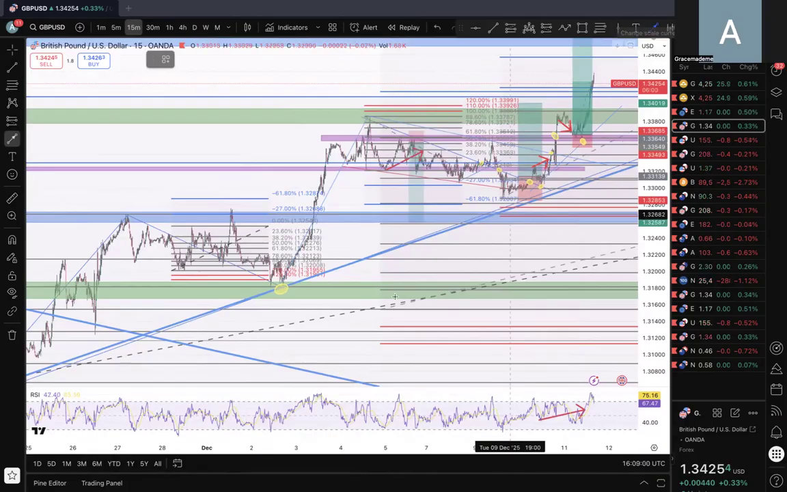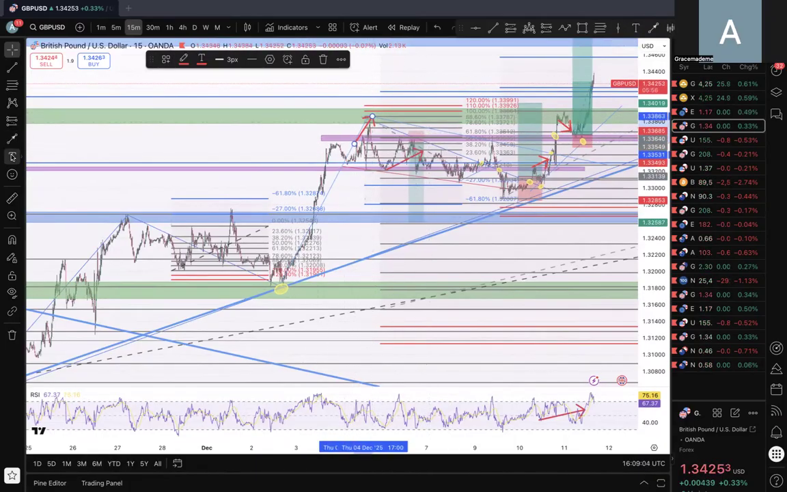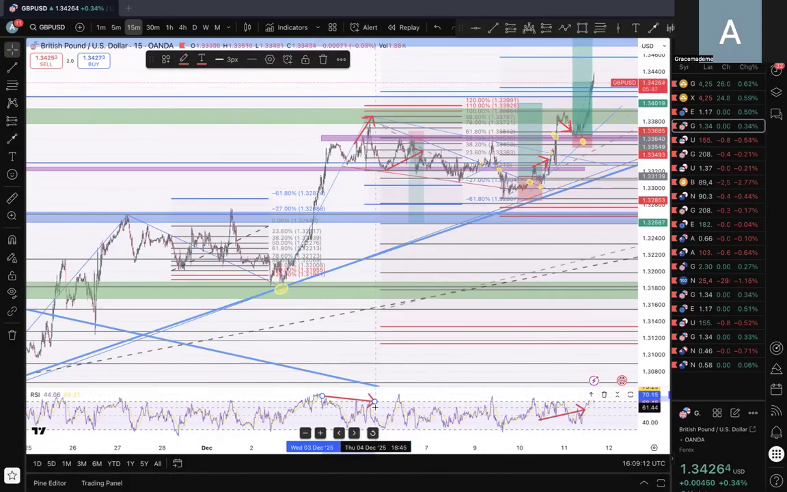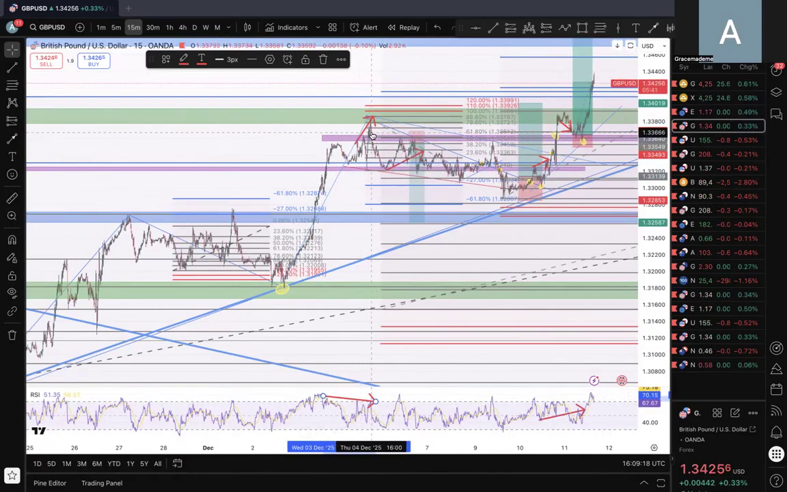See here, we have a divergence, and then here we have another divergence right here. If you take it like this, you see it was showing that this is giving us a lower low, but this was giving us a higher high. So I took a trade from here.